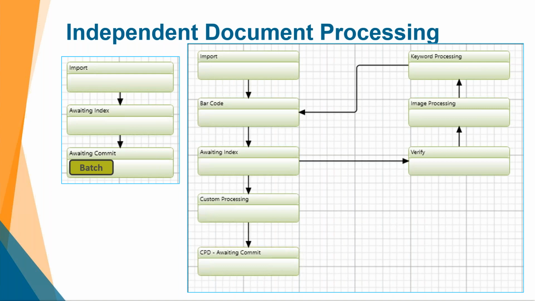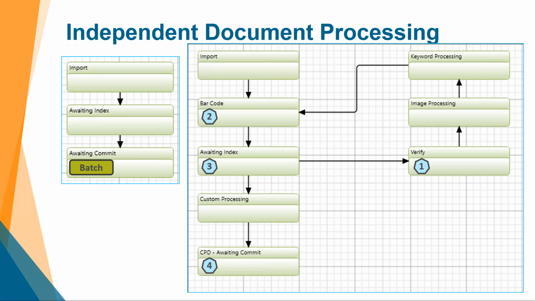In a capture process design scan queue, documents within a batch can be at any of the steps at the same time. For example, if you have a batch with 10 documents in it, you could have 2 documents in the barcode step, 3 in the waiting index, 1 in verify, and 4 documents already completed.